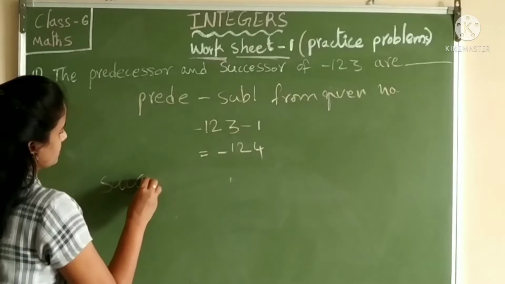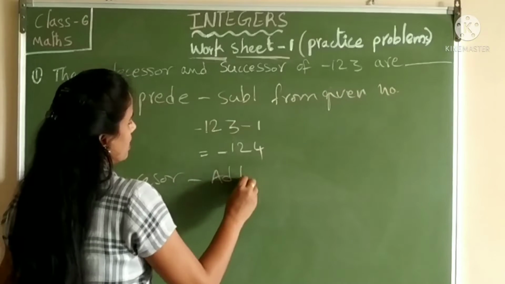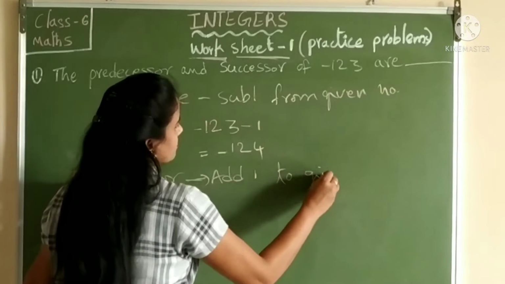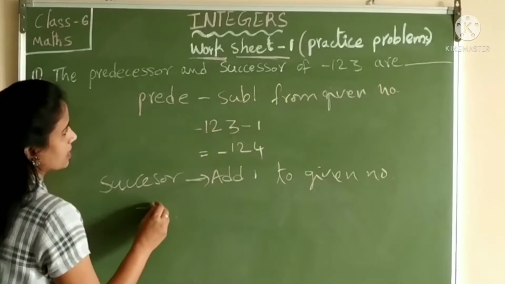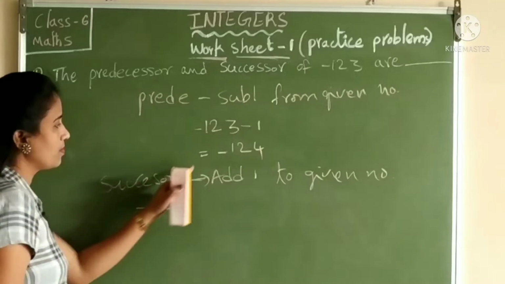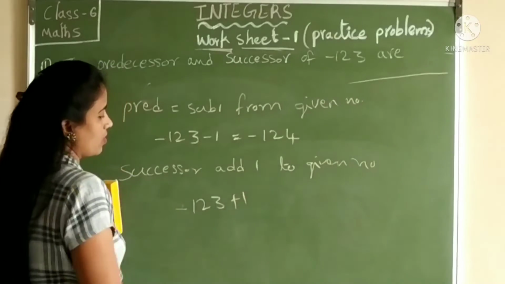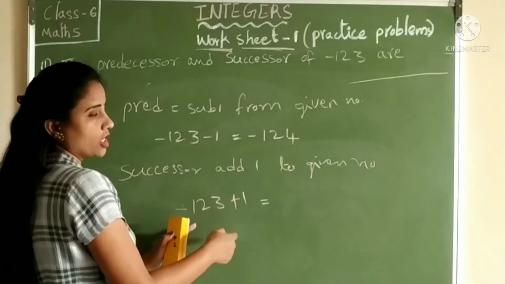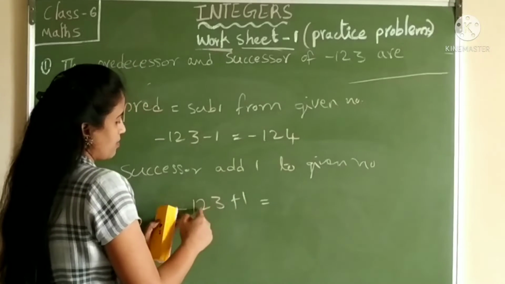Successor means add 1 to the given number. What is the given number here? Minus 123 plus 1. Add means plus 1. Here the two signs are different signs, so you need to subtract the smaller number from the bigger number. Which is the bigger number here?